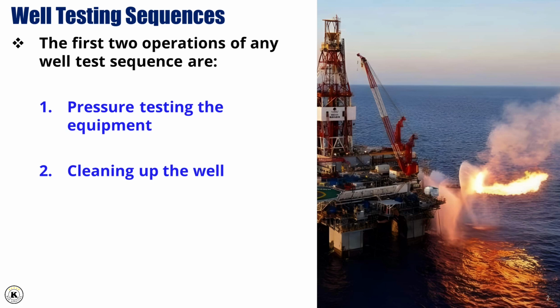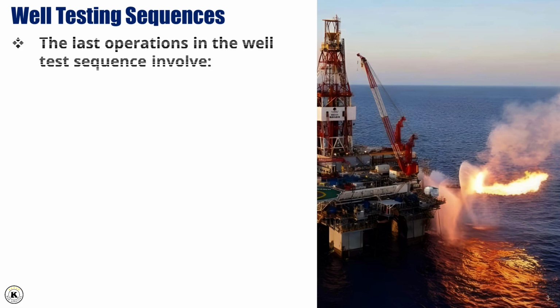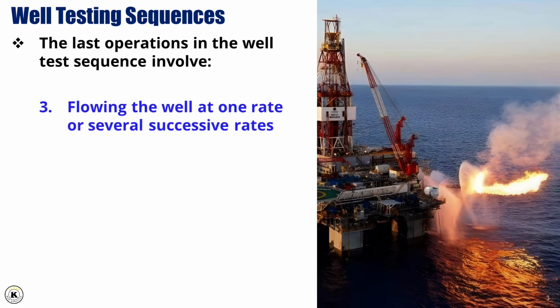any residual contaminants. The last operations in the well test sequence typically involve 3. Flowing the well at one or several successive rates. During this phase, the well is flowed at a steady rate or through a series of varying rates. By flowing the well at different rates, you can gather data on how the well behaves under different production conditions. This allows for the analysis of flow characteristics such as skin effect, reservoir pressure, and productivity index. The goal is to obtain accurate data on the well's ability to flow and to assess the reservoir's deliverability.